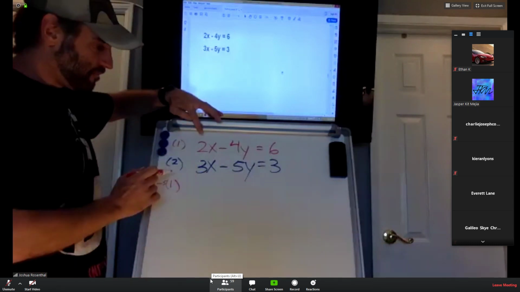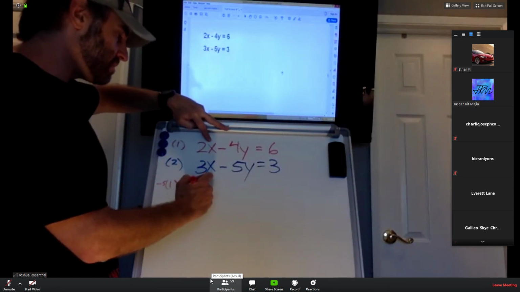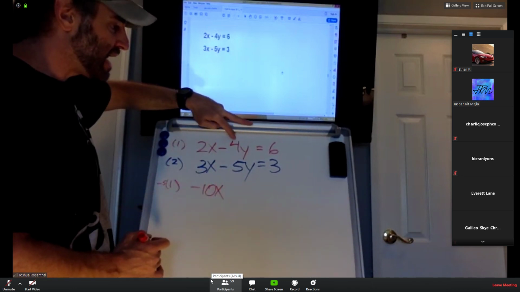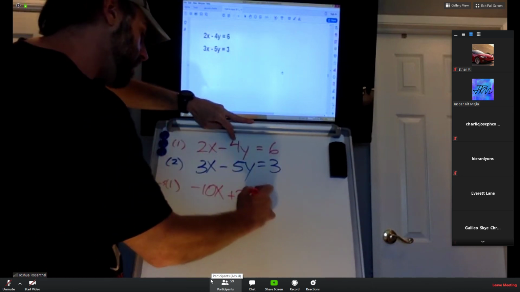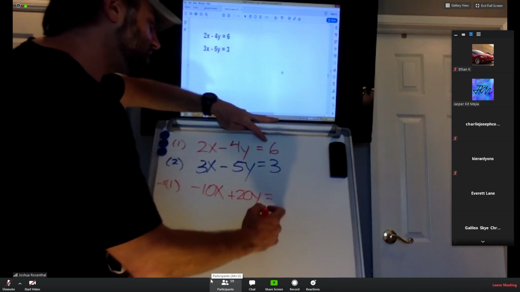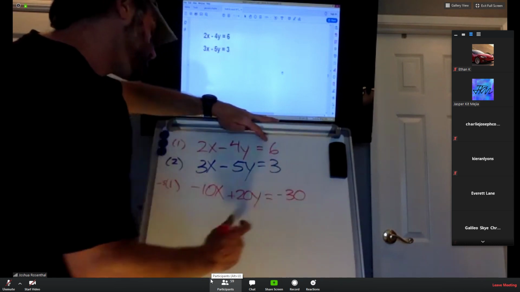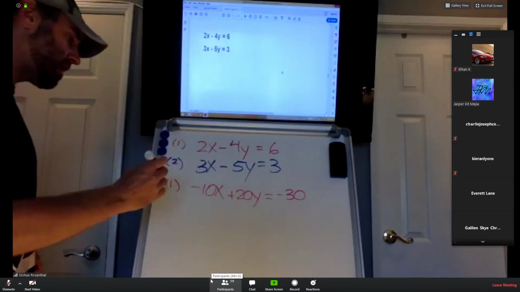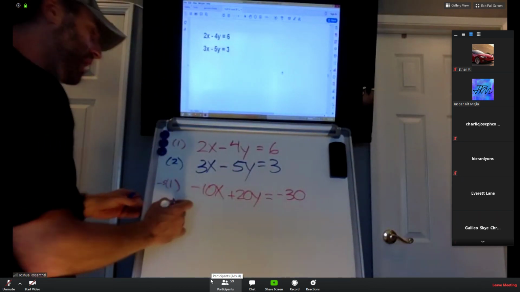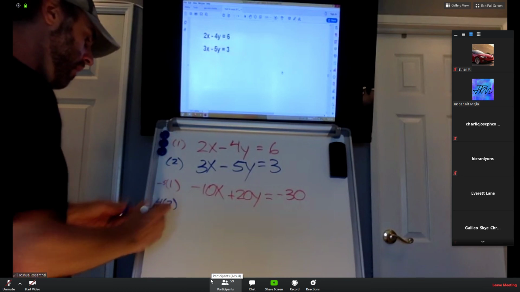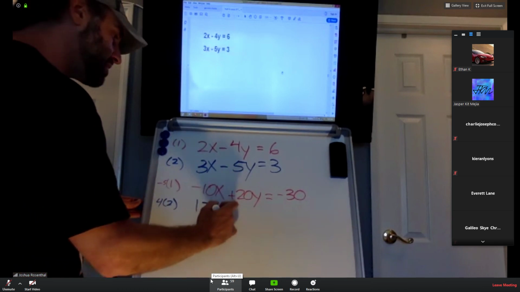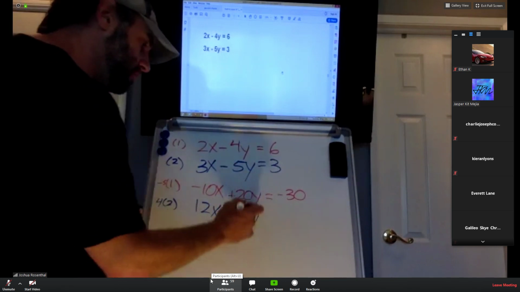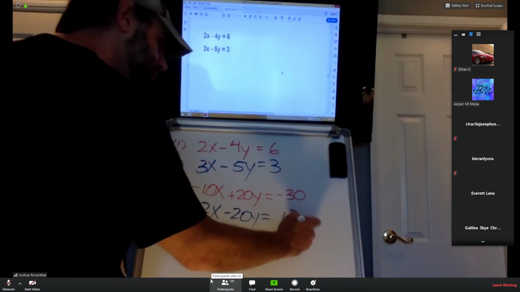So here we go, everybody. Negative 5 times 2x is negative 10x. Negative 5 times negative 4 is positive 20y. Negative 5 times 6 is negative 30. Now I'm going to take line 2 and multiply that by just 4. I'm going to get 12x. Positive 4 times negative 5y is negative 20y. Those are going to be opposites now. And this is going to be 12.